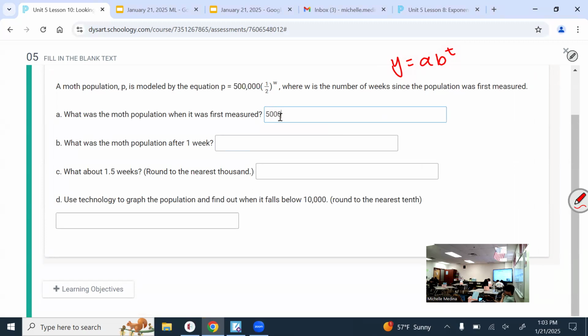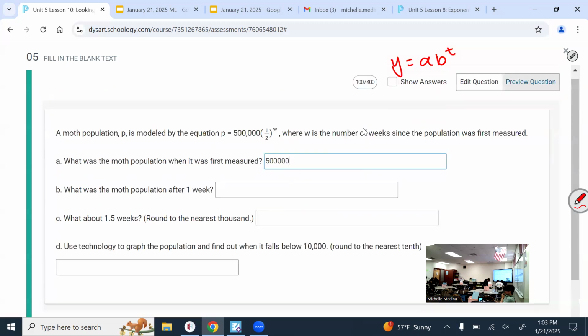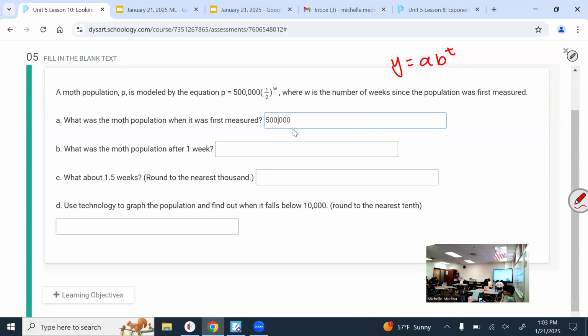I would not put commas unless it specifically says to, because normally in a calculator, you wouldn't want to put a comma. So I think it will still accept it if you did put a comma, but just don't unless it tells you. What was the moth population after 1 week? Well, it did express the exponents as weeks. After just 1 week, you should expect, based on my B value, to multiply it by half. Or you could also just do the math, plug it in, put a 1 there, and it should give you the correct answer. What's 500,000 times 1/2? So that's what this one should be. But again, the safest bet would probably be just to put the exponent as however many weeks. But it should be 250,000.